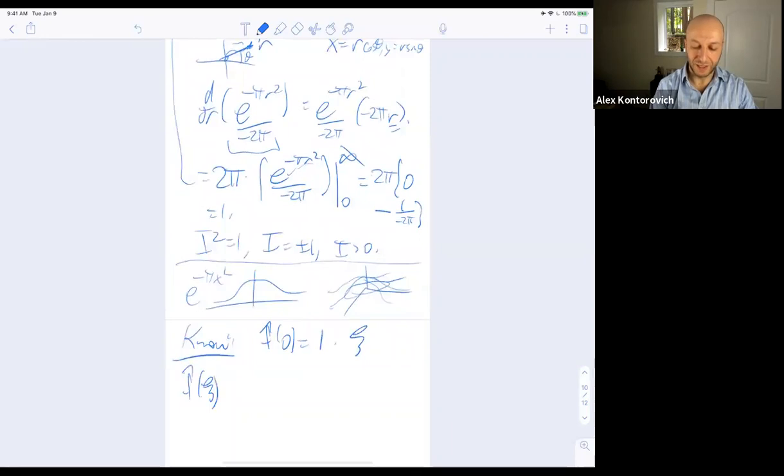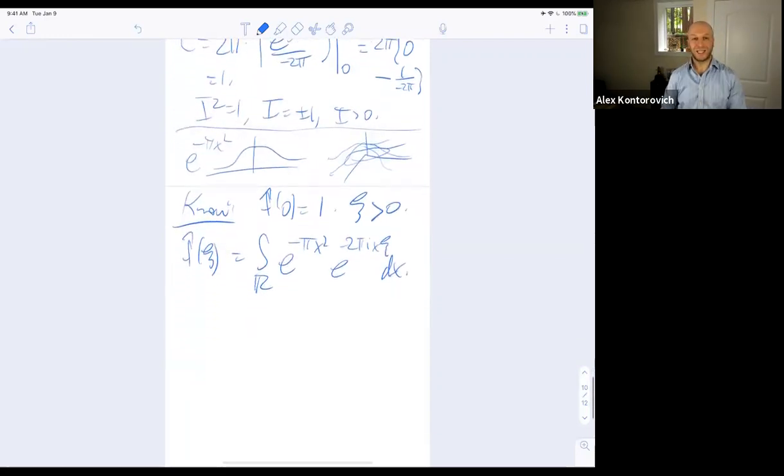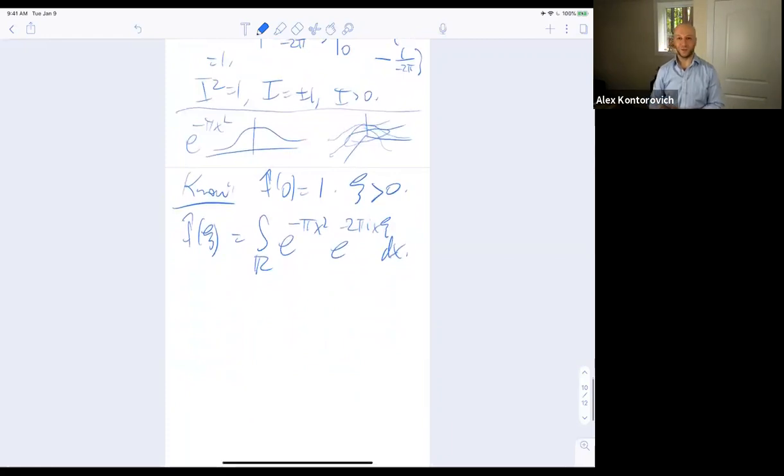Let's say xi is positive. F hat of xi, again, we're trying to integrate over the real line, e to the minus pi x squared, e to the 2 pi I, I guess I said minus 2 pi I, depends on how you want to normalize things, dx. How in the world are we going to get our hands on this integral?